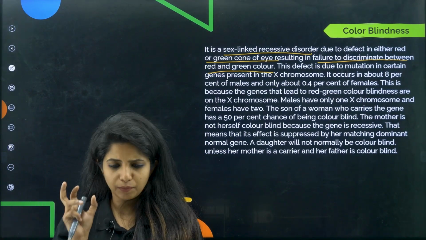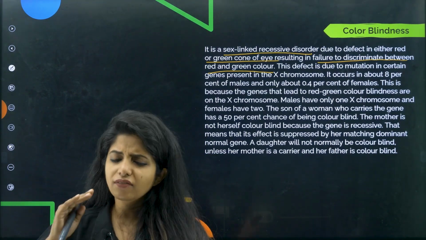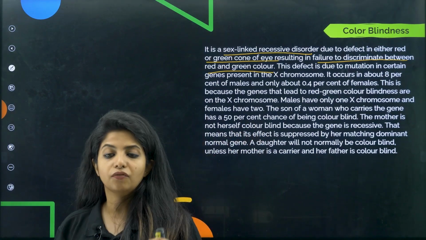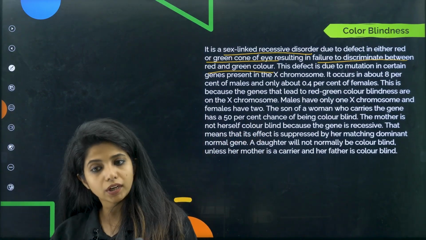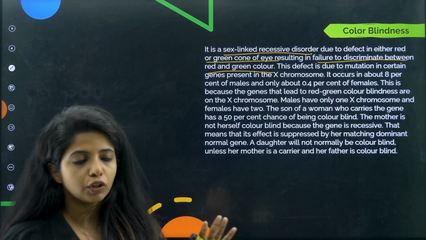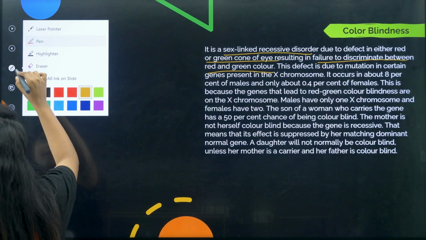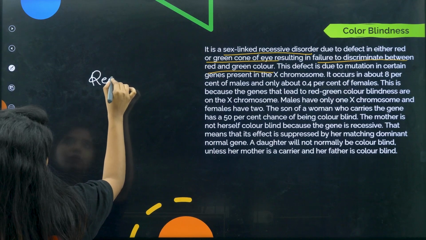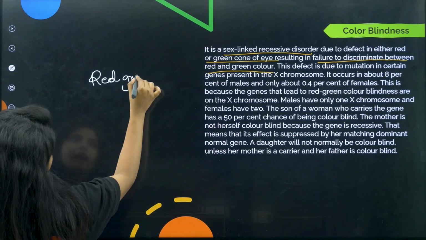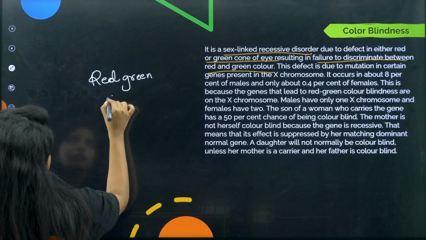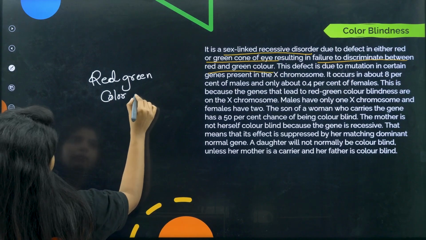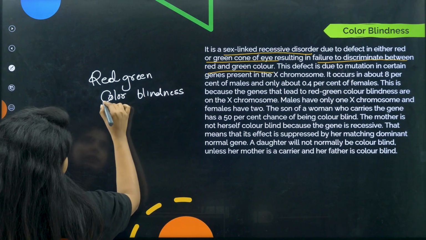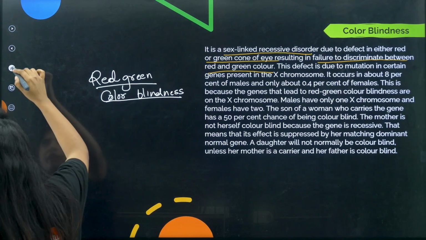But mostly people who have color blindness can have all the cone cells affected, or probably red and green affected, or red and blue, or blue and green. But the most common thing that you definitely see is what? Red-green color blindness. What do you have, children? Red and green color blindness. That is the most common thing.